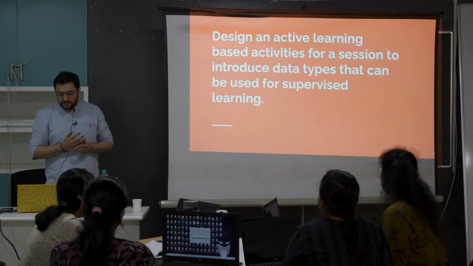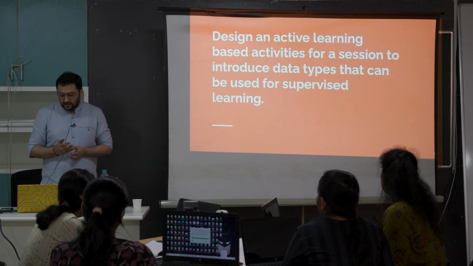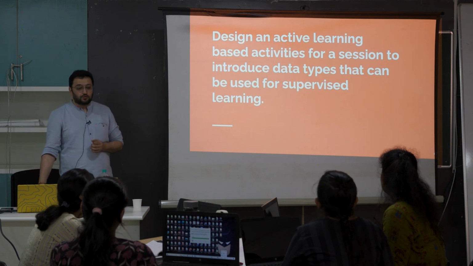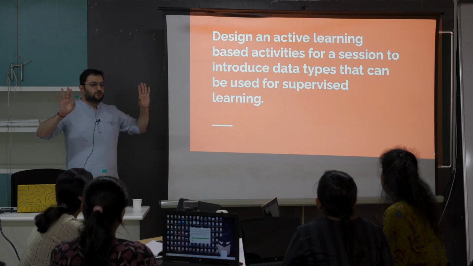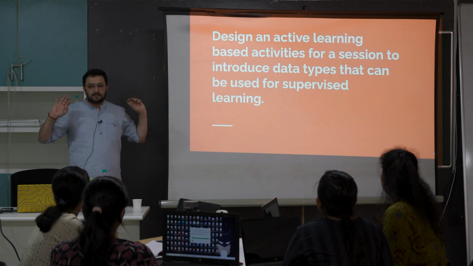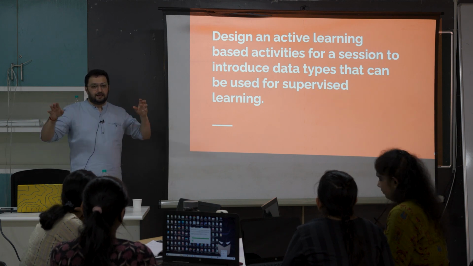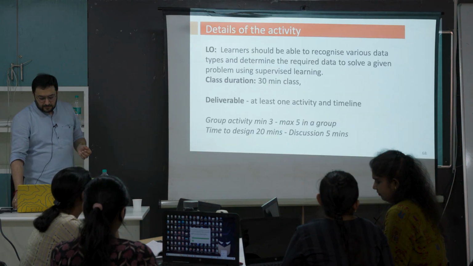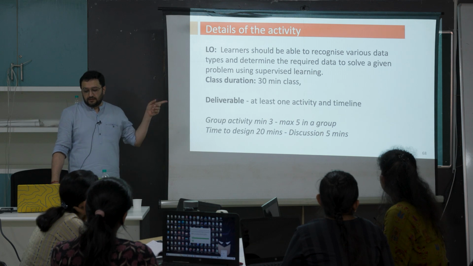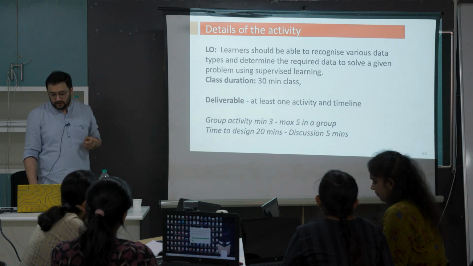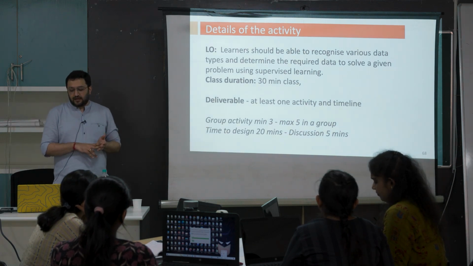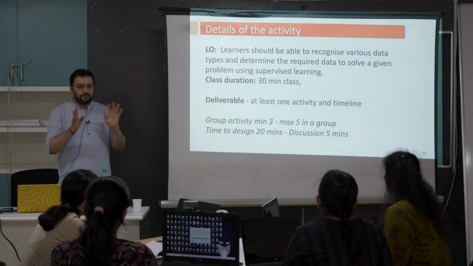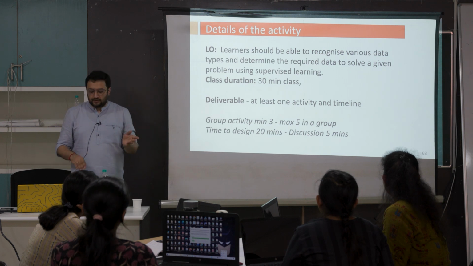So what you are going to do is design active learning based activities for a session to introduce data types that can be used for supervised learning. So we know what supervised learning is, yes? You give data that is labeled and the machine learns based on that. So basically the learning objective will be the learners should be able to recognize various data types and determine the required data to solve a given problem using supervised learning. That is the learning objective, right?